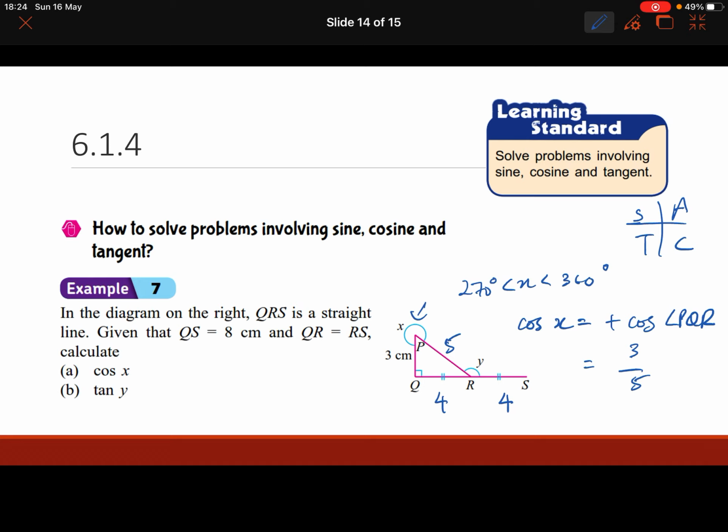Tan Y. Tan Y is in the second quadrant, and tan in the second quadrant is negative. So tan Y equals the negative tan of angle PRQ. So the PRQ here, tan is opposite over adjacent, opposite 3, adjacent 4, so negative 3/4.